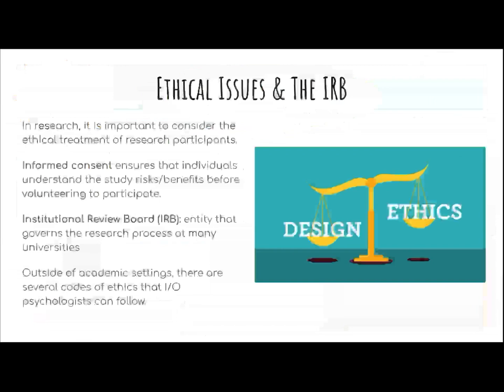Informed consent is the most important part of the ethical procedure, but to make sure that all academic institutions, all schools and universities who are conducting research follow the rules properly, they created something called the IRB, the Institutional Review Board. The IRB is an institution that basically governs the research process at schools, at academic institutions. So before you were to conduct any research through a school, you would need IRB approval.